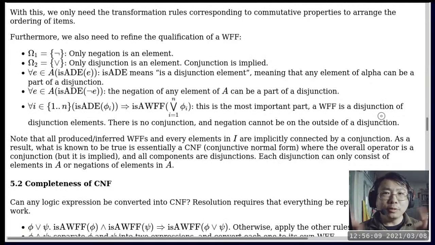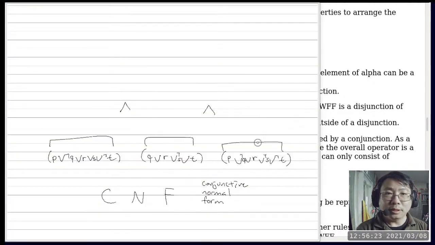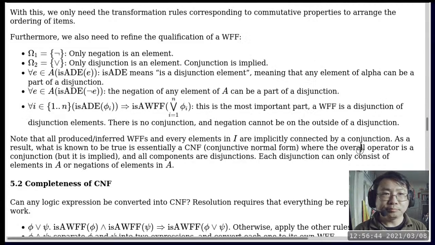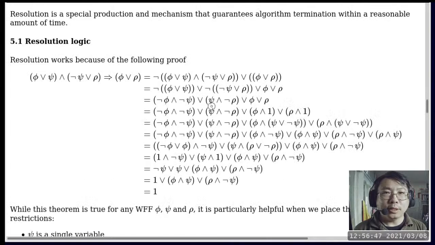Okay, so now we have to draw a relationship between conjunctive normal form and resolution. How do these things relate to each other, right? So CNF, let me go back to the tablet. A CNF looks like this, okay? Overall, it is a conjunction of things, and then each thing in the conjunction is by itself a disjunction, and then in the disjunction we can only have elements from alpha or the negation of an element from alpha. Those are the restrictions. And what does it have to do with this resolution? What do you think?